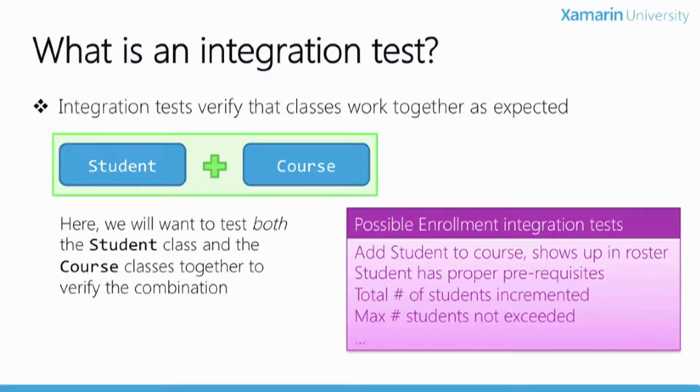Now let's have a look at the integration tests. Integration tests verify that the classes work together as expected. You can see on the slide here, we've got a student class and also a course class. And the integration test is seeing that those classes work together. So you may be performing tests such as adding a student to a course and making sure that that course lists that student in the roster. You might be checking that the number of students in that course has increased. You may be checking things like receiving the list of students from a particular course as well. So you're testing both the student class and the course class together to verify the combination.